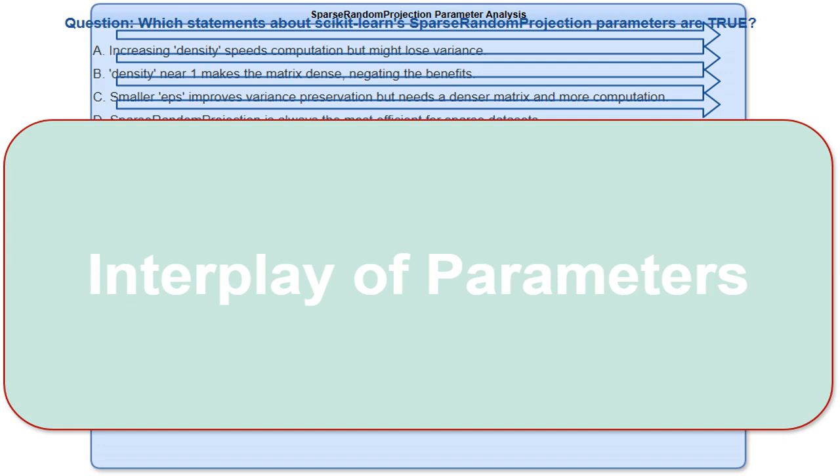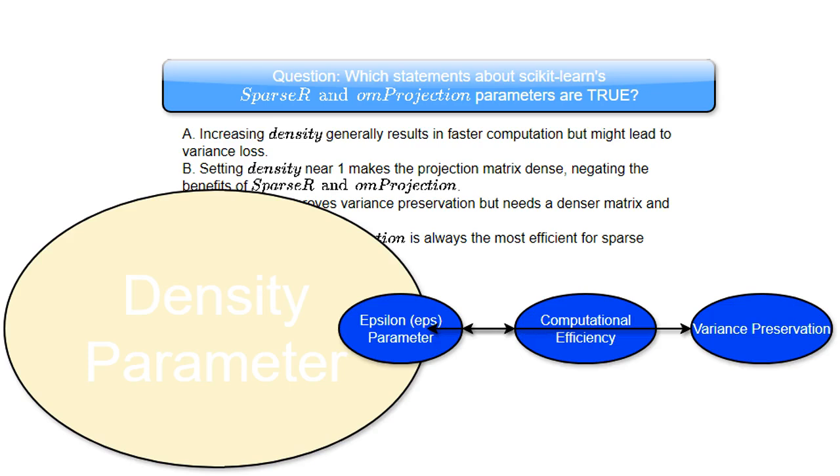It's a classic computational efficiency versus accuracy trade-off. I'll explain this parameter. The density parameter in SparseRandomProjection controls how many non-zero elements are in the random projection matrix. Think of it like this. A higher density means a more populated matrix with fewer zeros, while a lower density means a sparser matrix with more zeros. This directly impacts computation speed and variance preservation.